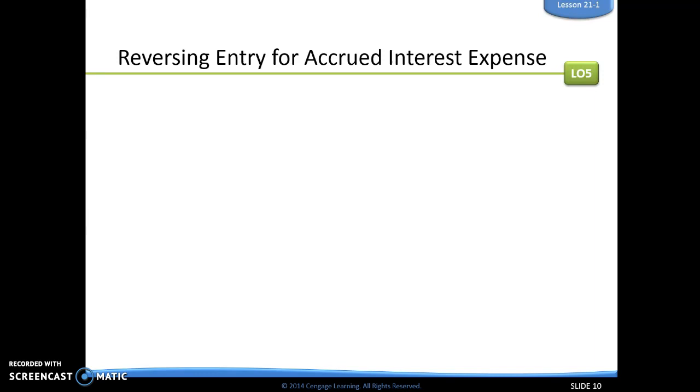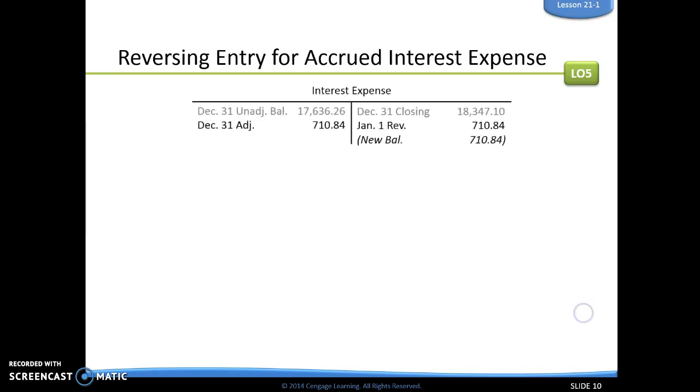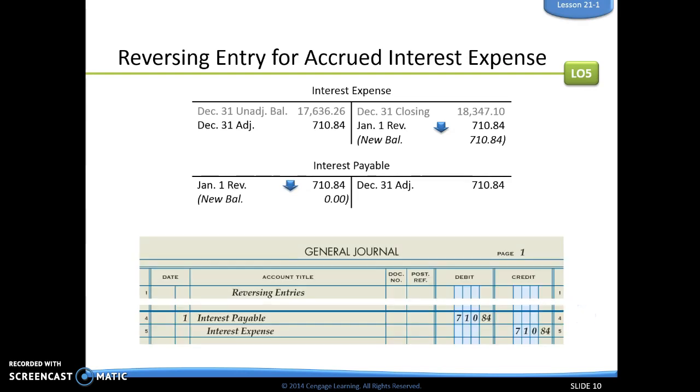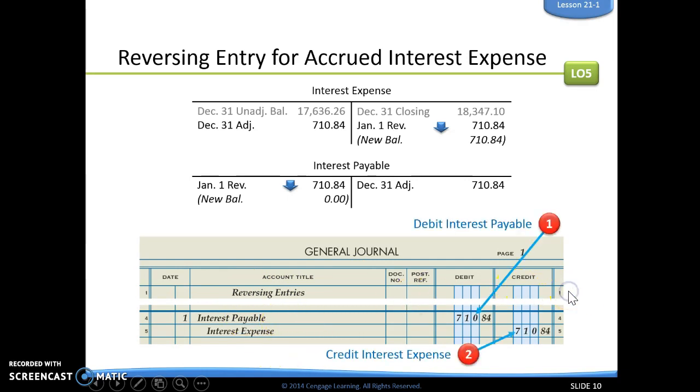Reversing entry for accrued interest expense. We're going to just do the opposite, remember? So we're going to credit interest expense and we're going to debit interest payable. This will be labeled as a reversing entry. Debit to interest payable, credit to interest expense.